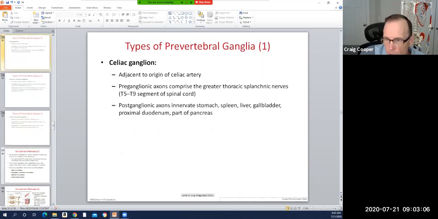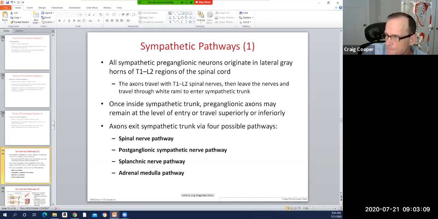All right, let me go to this next one. And so we've talked about the spinal nerve pathways. These are going to be the ones that control like the eyes and the heart, sweat glands, things of that nature. The postganglionic sympathetic nerve pathway are going to be our sympathetic trunk. The splanchnic nerve pathway are the prevertebral ones that I just mentioned, that are mostly going to all those digestive organs primarily. And then the adrenal medulla pathway is the one that doesn't use the two neurons.